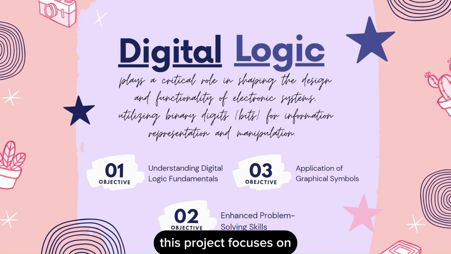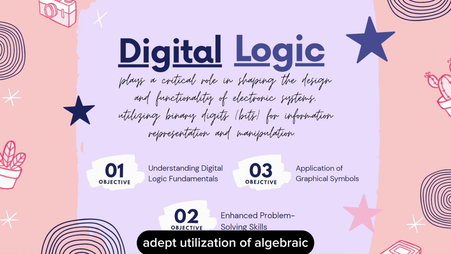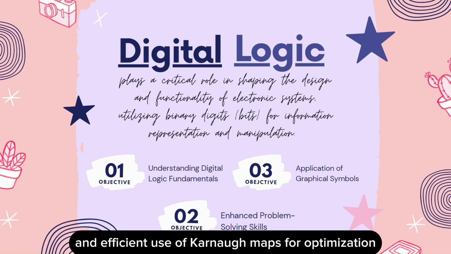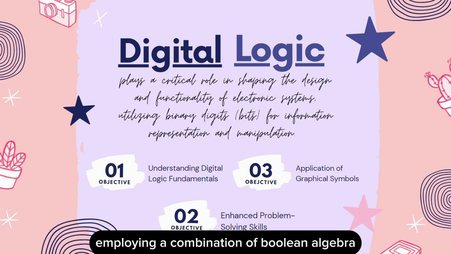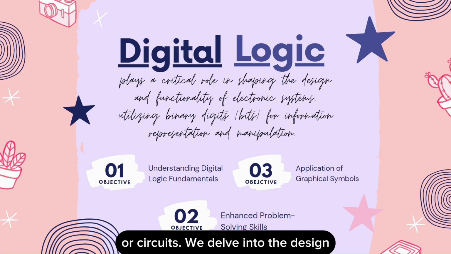This project focuses on the practical application of Boolean equations, adept utilization of algebraic simplification techniques, and efficient use of Karnaugh maps for optimization, employing a combination of Boolean algebra, where 0 equals false and 1 equals true, truth tables, and graphical symbols or circuits. We delve into the design and analysis of electronic circuits.